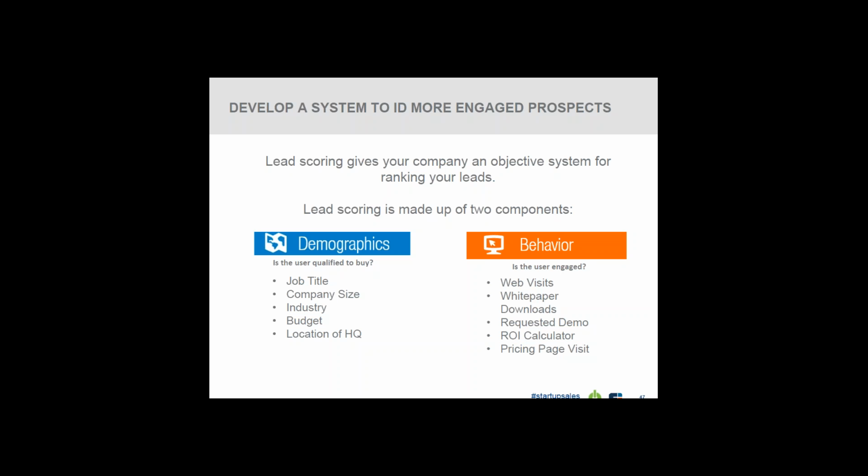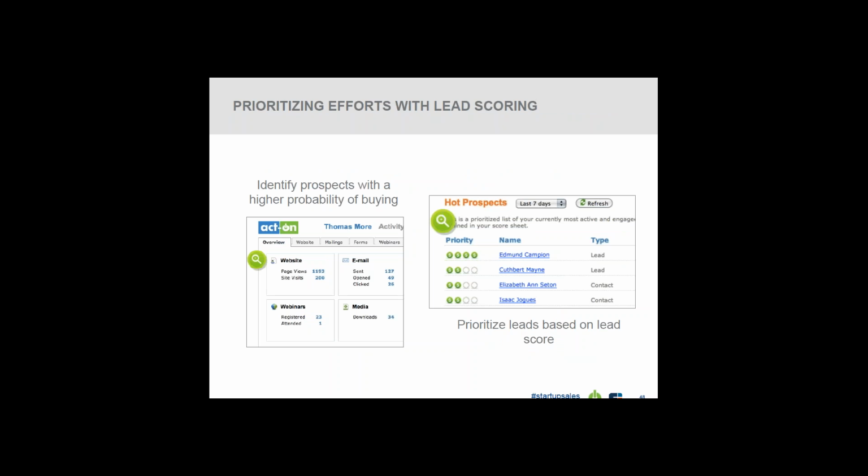Maybe they visited your pricing page, and I know from the sales side, it's a very exciting thing when somebody's visiting your pricing page because it's a buy signal. So you can look at those types of behaviors and put a score against them. Again, it's an objective way to say, here are the warmest leads that we have. So you're tracking that behavior, understanding that engagement with your brand, and providing that information to the sales organization in order to prioritize those leads based on that lead score.